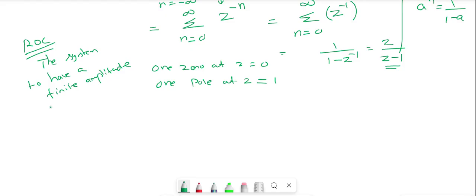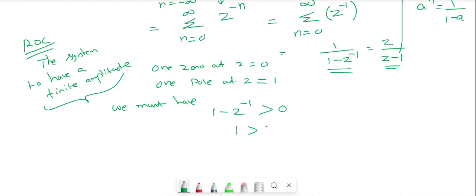In that case, if you want to satisfy this condition, we must have the denominator term 1 minus z inverse greater than 0. So 1 is greater than z inverse. So 1 is greater than 1 by z. So the magnitude of z is greater than 1.